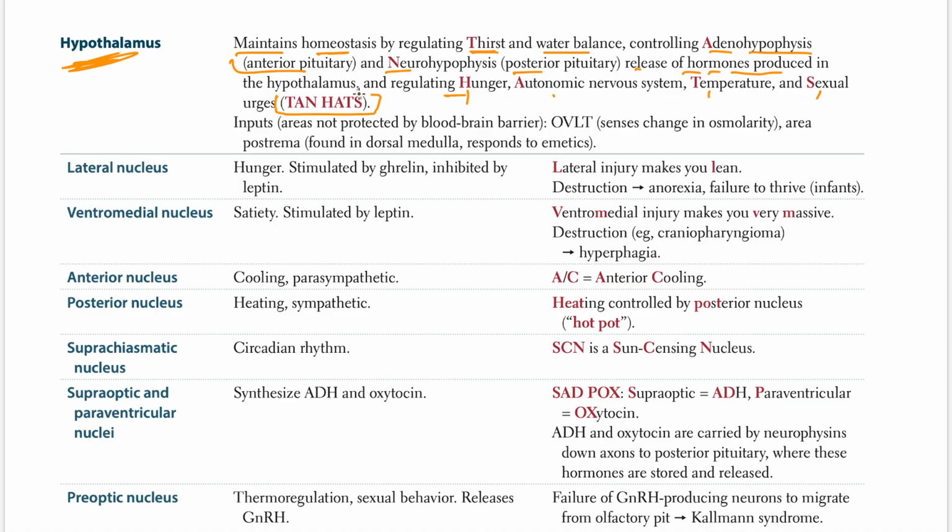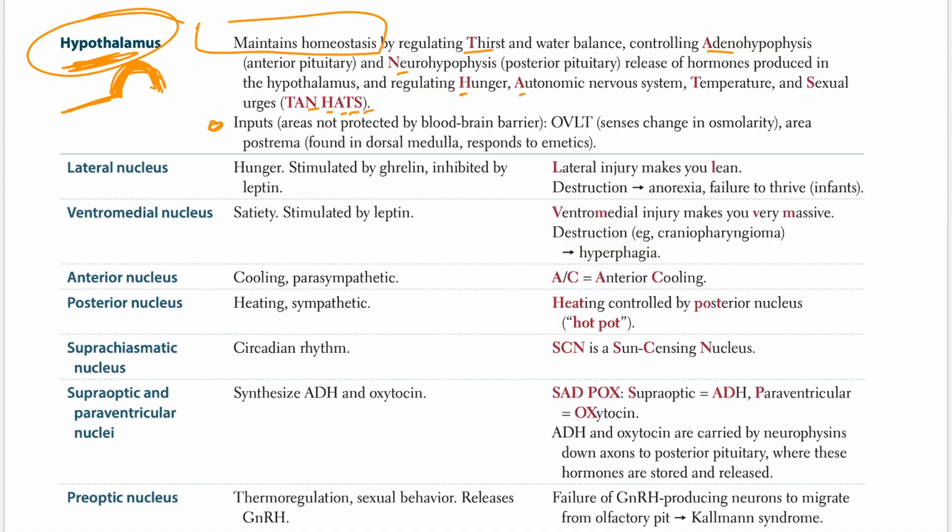The mnemonic is very high yield, which is known as TAN HATS. What is TAN HATS? Just think about you have a hat which is tan, it's in the sun, that in the sun you have the hat. TAN HATS, right? T for thirst, A for adenohypophysis, N for neurohypophysis, H for hunger, A for autonomic nervous system, T for temperature, S for sexual urges. All of that is done or maintained by the hypothalamus.